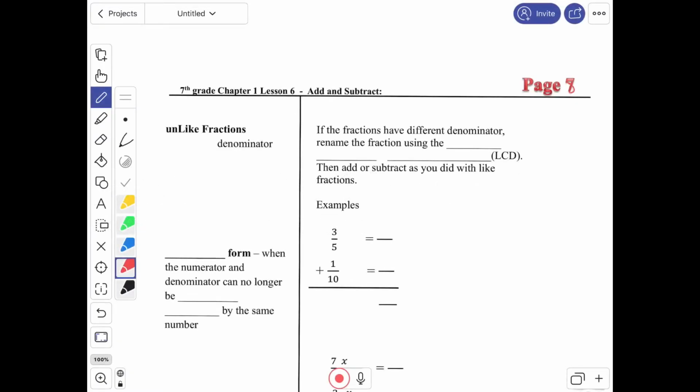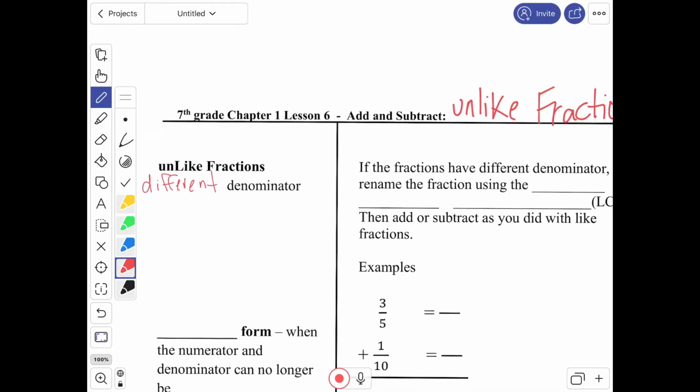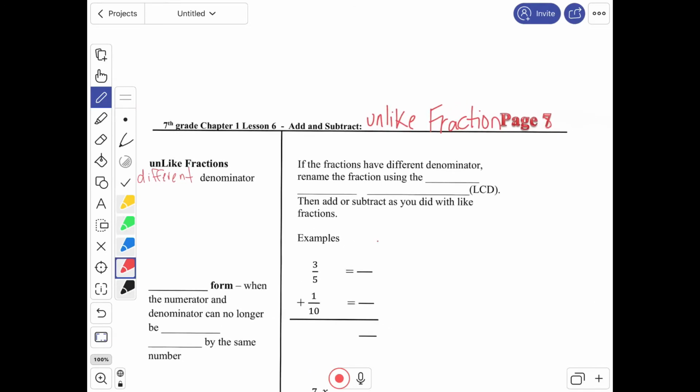Today we're covering Chapter 1, Lesson 6, Add and Subtract Unlike Fractions. And they are not called unlike fractions because we just don't like them, although some of you do not. Unlike fractions have different denominators, which makes them just a little bit more work.